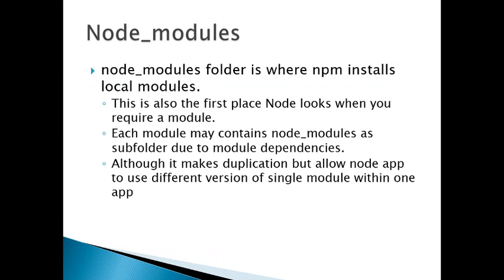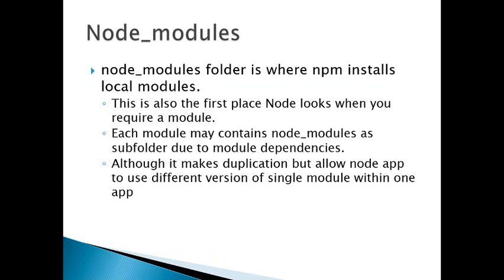Each module may contain node_modules as a subfolder due to module dependencies. Like if you have installed a package, for example Express, it has certain dependencies. Those dependencies will automatically be installed in that Express folder. So the main node_modules folder contains Express, and Express again contains node_modules, and that node_modules again contains multiple dependencies which Express needs to run. This is the structure of your node_modules.